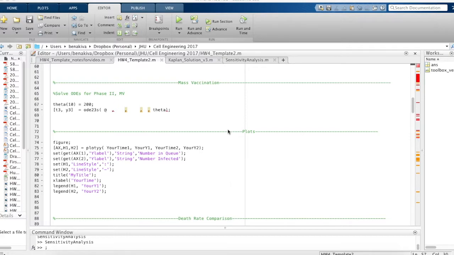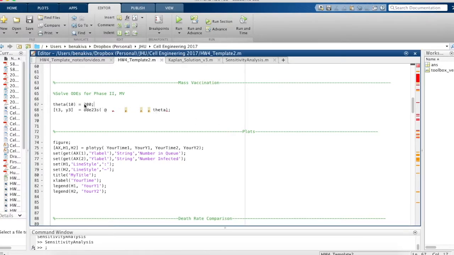etc. And then the only people who aren't going into the queue are people in stage 4 because once you're in stage 4, you cannot be vaccinated. And then here where we set theta 10 to 200, this is the service rate, so it's the number of people per day that can be vaccinated, and this becomes much higher for the mass vaccination case because people don't have to be located as they had to be with the trace vaccination strategy.